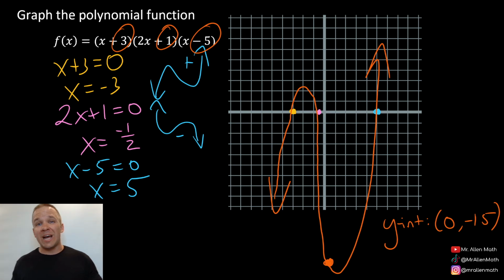Not every question asks you for your y-intercept. Sometimes they just ask you to graph it with the 3 or 4 x-intercepts or whatever it might be. But in the event that you're asked for a y-intercept and to graph it, substitute in 0 and then evaluate. That's it. That's all I'm talking about.